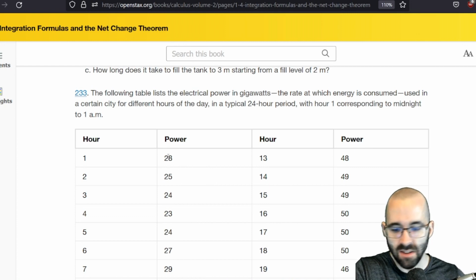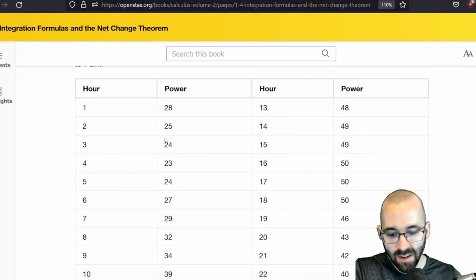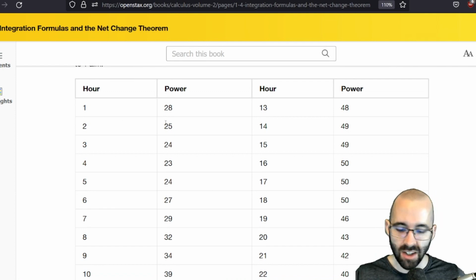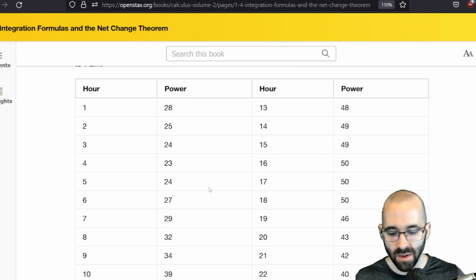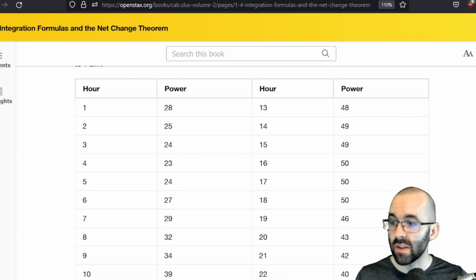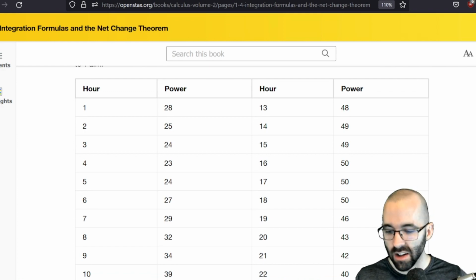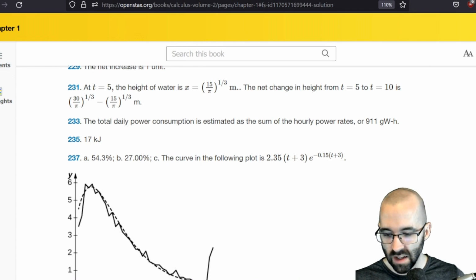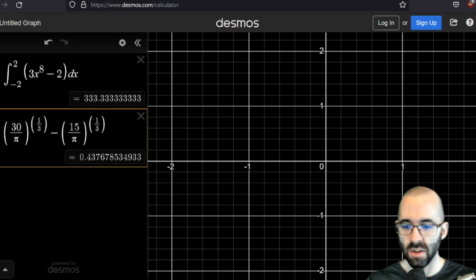So yeah, you're just going to be adding these all together because in the first hour, we're using 28 gigawatts every hour. So in that first hour, we're going to use 28 of them. In the next hour, we're also going to use 1 hour's worth of 25 and then 24. So really just adding this all up like so. You can do it a variety of different ways. If I were doing this myself, I'd probably copy and paste it into a spreadsheet and then just add it all up from the spreadsheet. Or you could go up and add it all manually. A couple of ways of doing this.